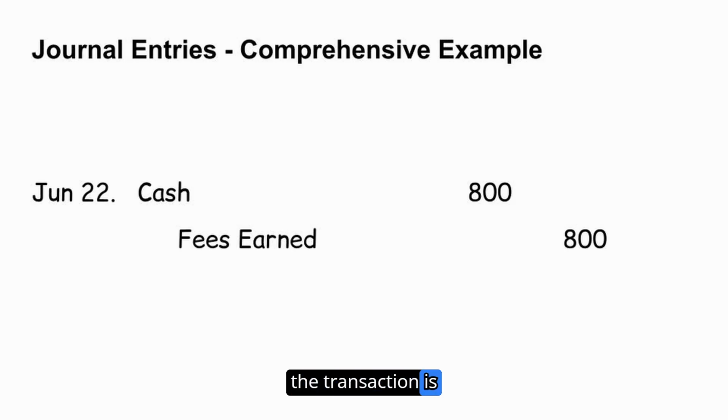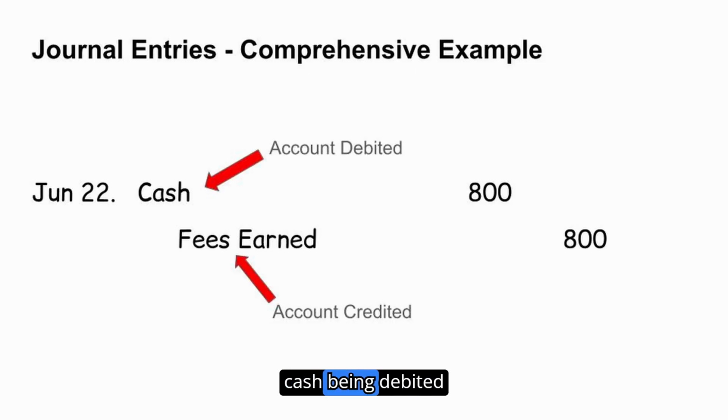Well, we know the transaction is occurring on June 22nd, and the account that comes first and is being debited is cash. So from the company end, we are gaining cash, and we know fees earned, a revenue account, is being credited, which means that revenue is going up. So through reading this transaction as cash being debited and fees earned being credited, we know that a company is receiving cash on June 22nd through the revenue of their services.